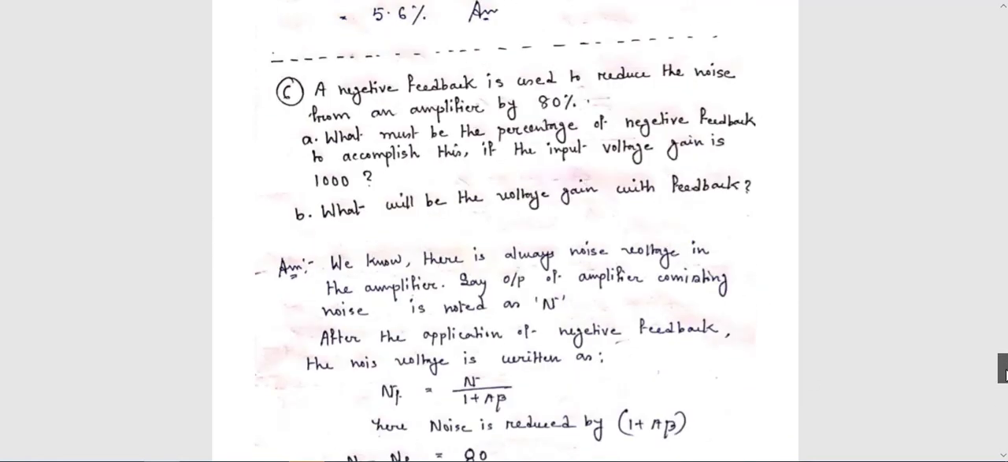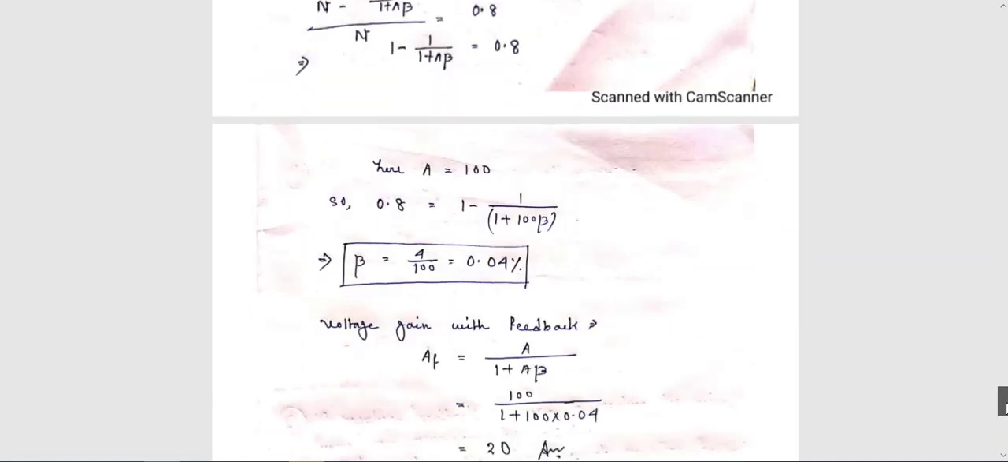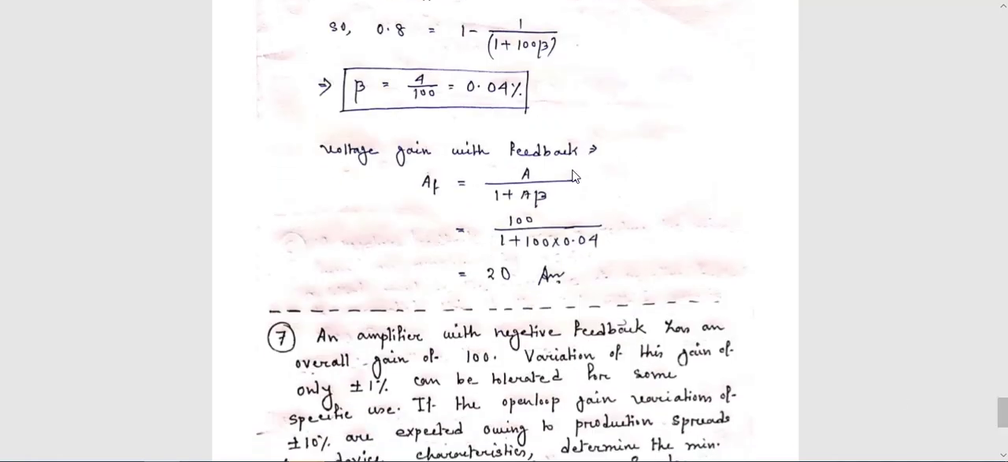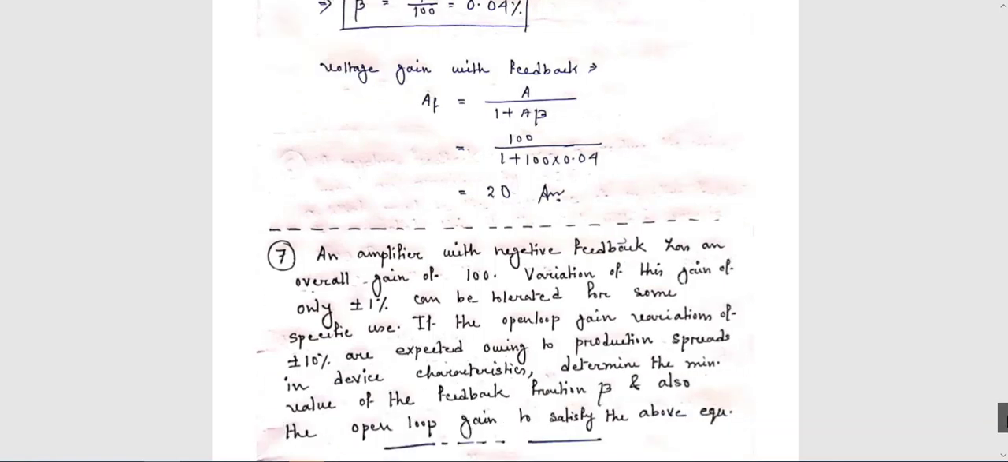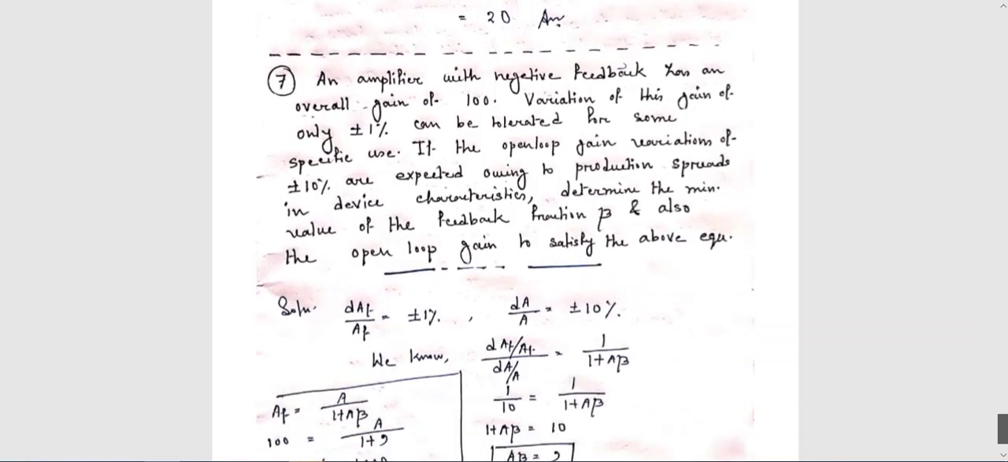Now next question is, what will be the voltage gain with feedback? Now beta is known to you, A is already given to you. So what is AF? This is asked to you. So AF is equal to A divided by 1 plus A beta. Just put this expression and you can calculate this. That means this is 20.